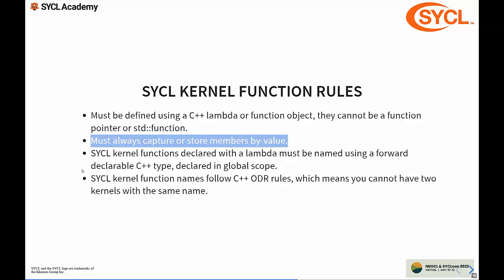SYCL kernel functions declared with a lambda must be named using a forward declarable C++ type, which is quite clear. So you first need to declare this type and then use it. And also, you cannot have two kernels with the same name, so you need to follow the standard C++ rules on that.